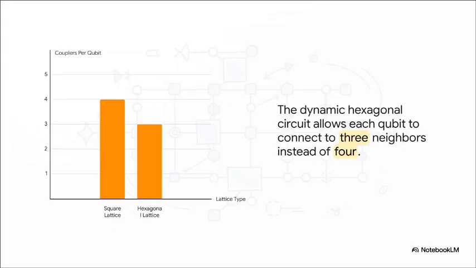And this chart just lays it out perfectly. A standard static code, that square lattice, needs each qubit to be connected to 4 of its neighbors, 4 couplers. But by using this dynamic hexagonal circuit, you only need 3. And that might not sound like a huge deal, but dropping from 4 to 3 connections per qubit is a massive simplification in chip design, which can lead to much better performance overall.